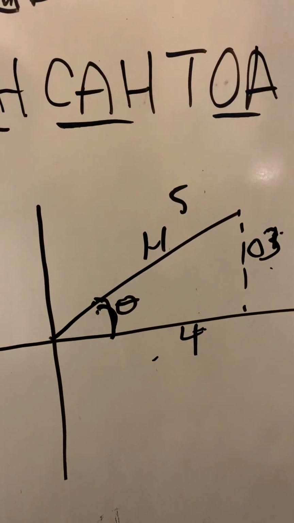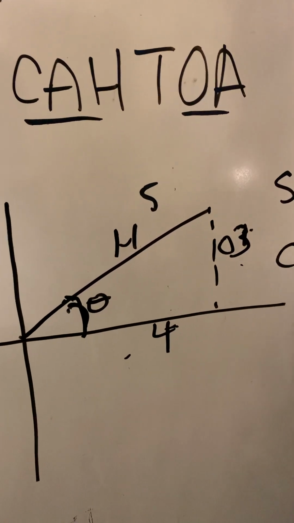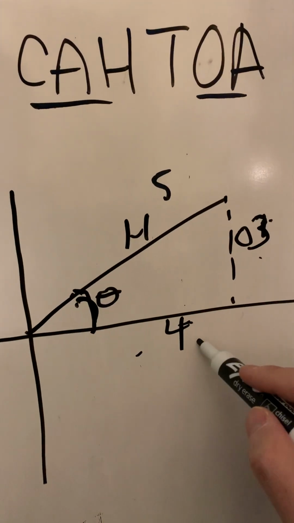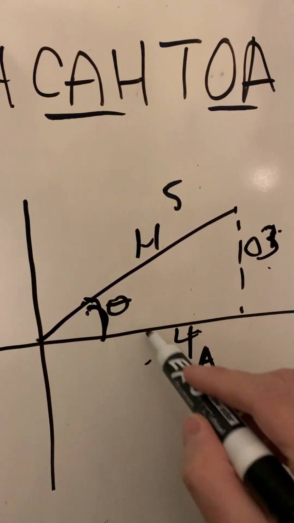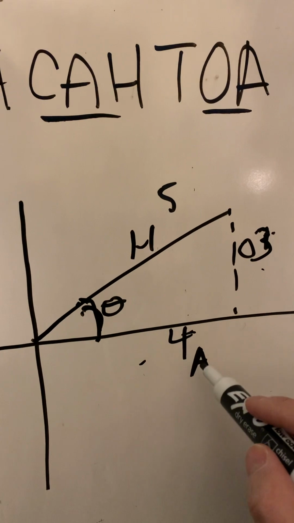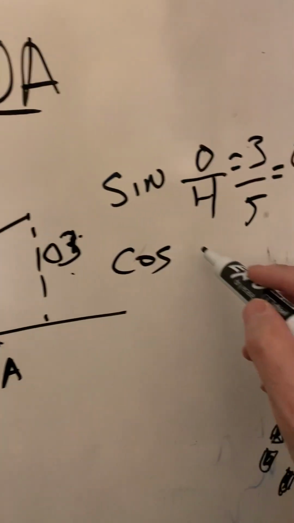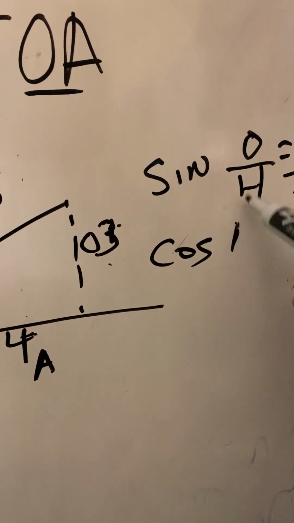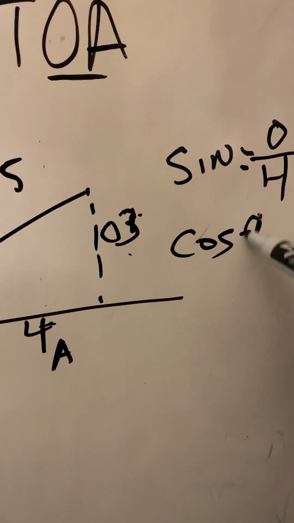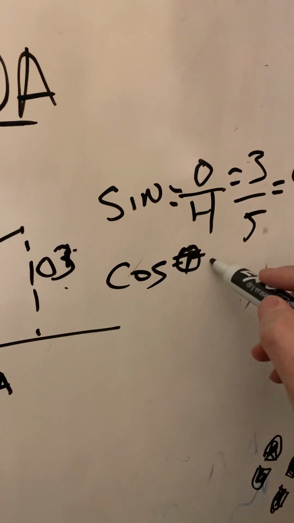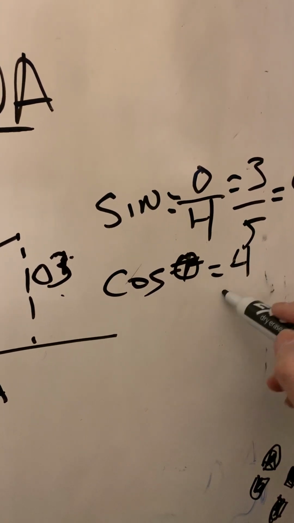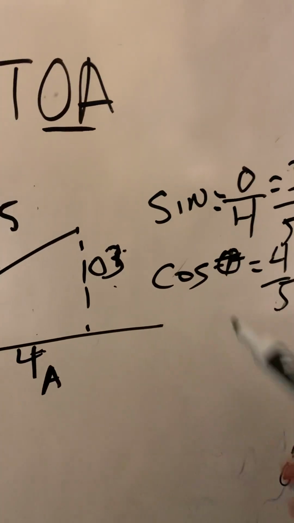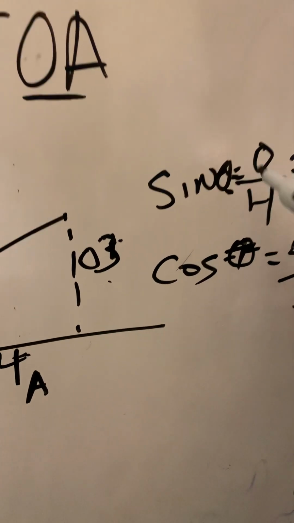Okay, now what is the cosine of that angle? Cosine is adjacent over hypotenuse. Adjacent is the one next to it, over hypotenuse. So 4 over 5. So the cosine of theta equals 4 over 5, which equals 0.8.